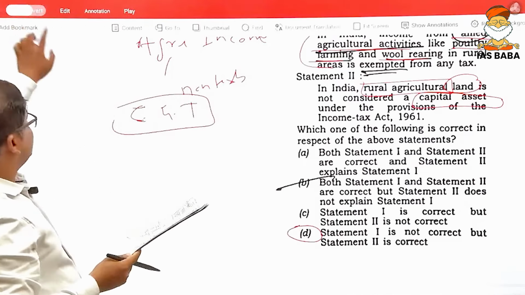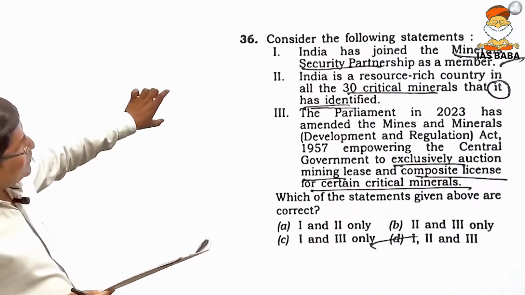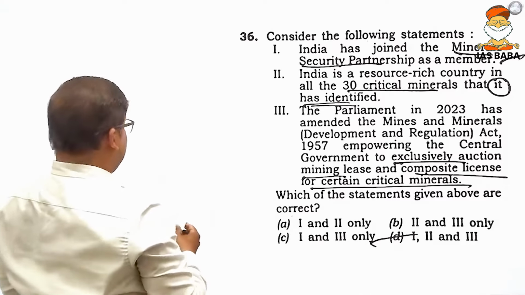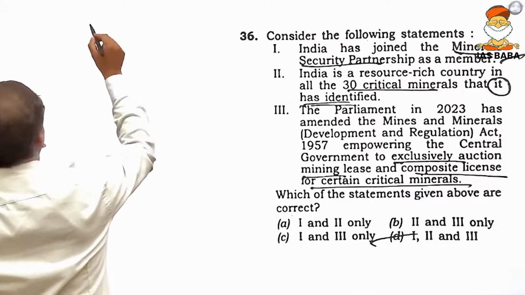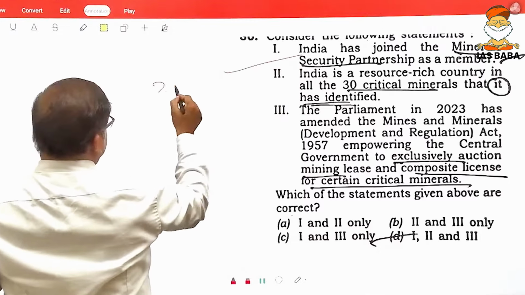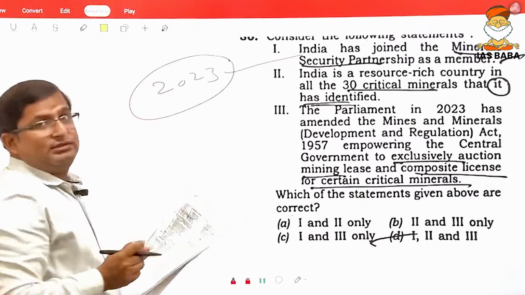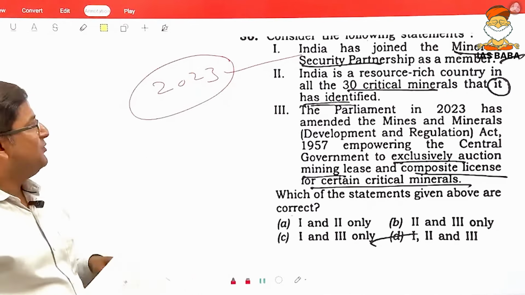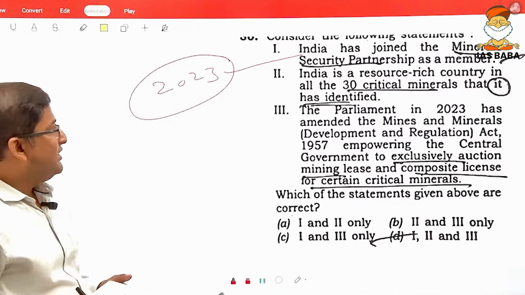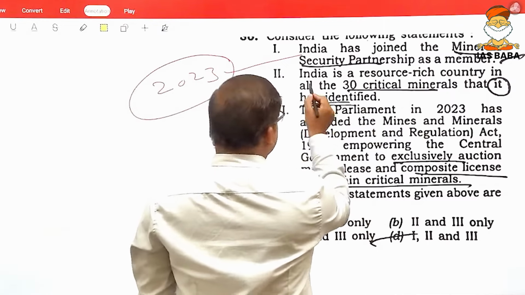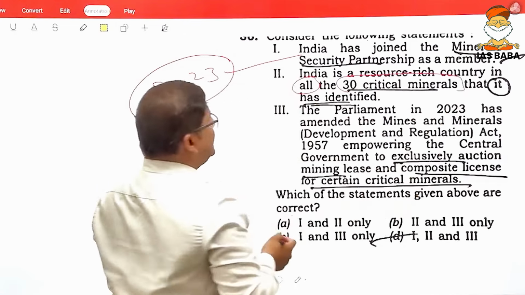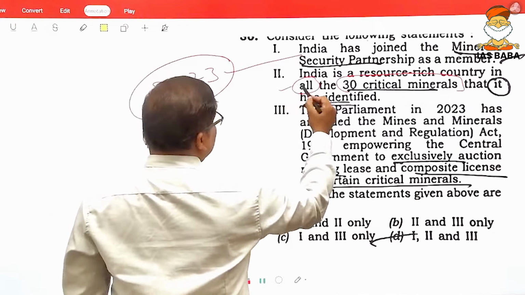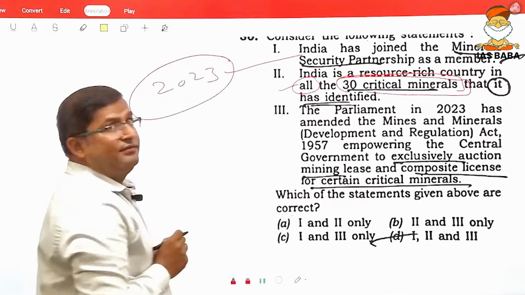Now come to the next question, which is a very factual question and it was recently in the news. India has joined the Mineral Security Partnership as a member. See, India joined this in 2023. That's why it was in the news. So statement 1 is correct. This was related to current affairs. India joined the Mineral Security Partnership as a member in 2023. Now the next statement: India is resource rich in all the 30 critical minerals that it has identified. No, this is wrong. India is not resource rich in all the 30 critical minerals which it has identified.